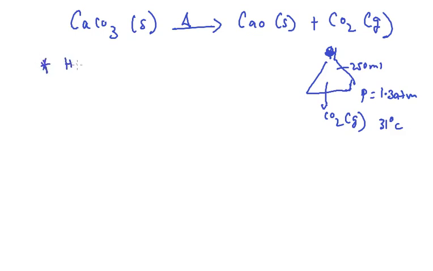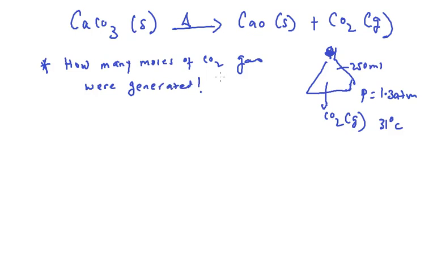So we have some kind of stoichiometric equation here. We would like to know how many moles of carbon dioxide gas were generated. How do we solve a problem like this? The first thing we need to do is find out what the given factors are.